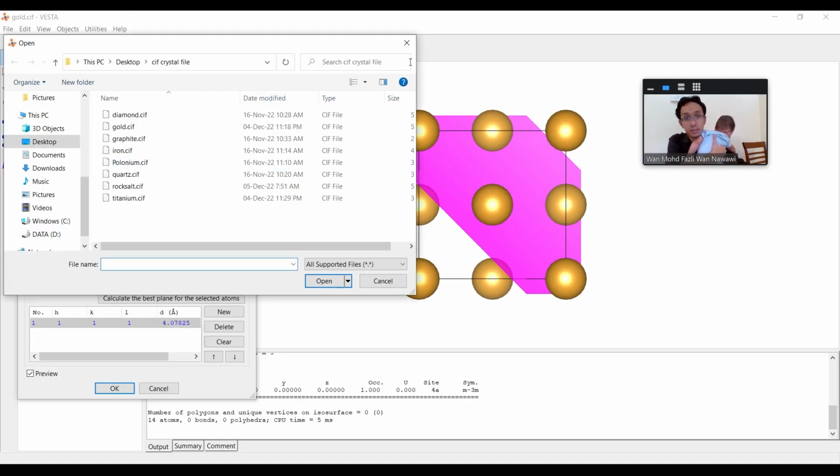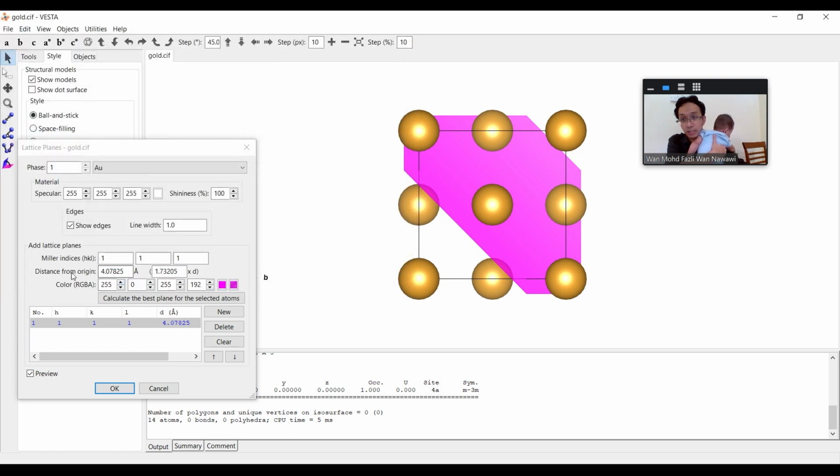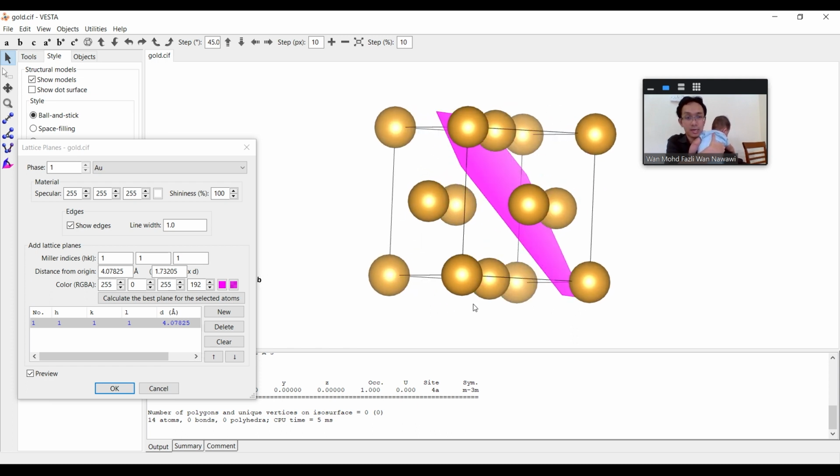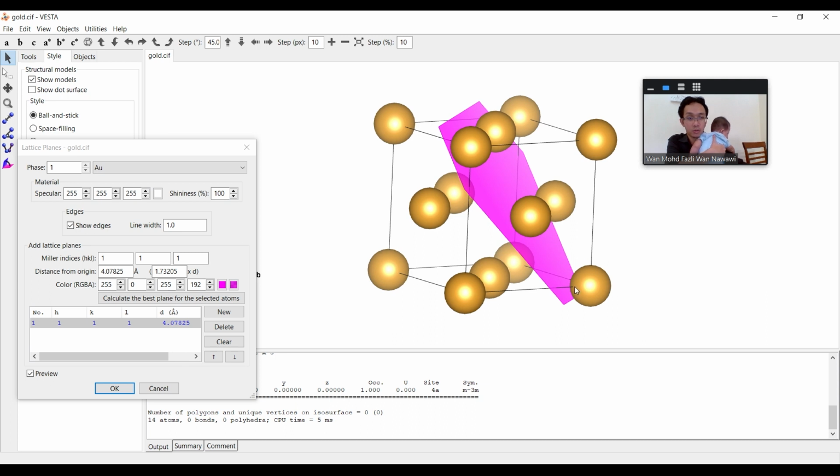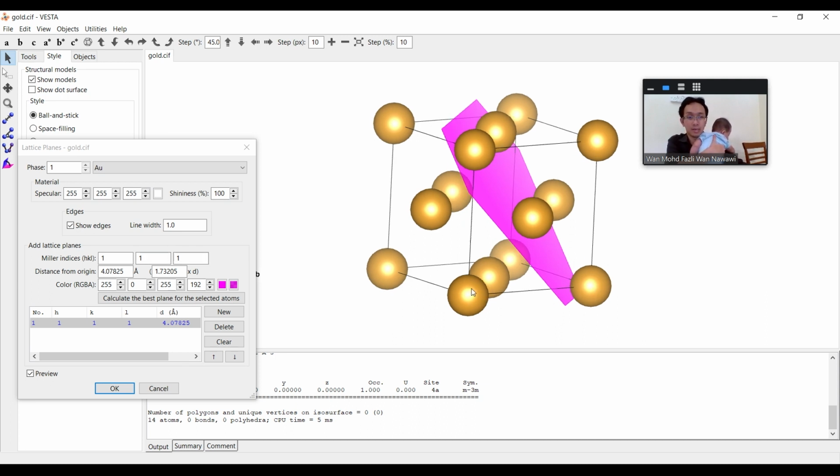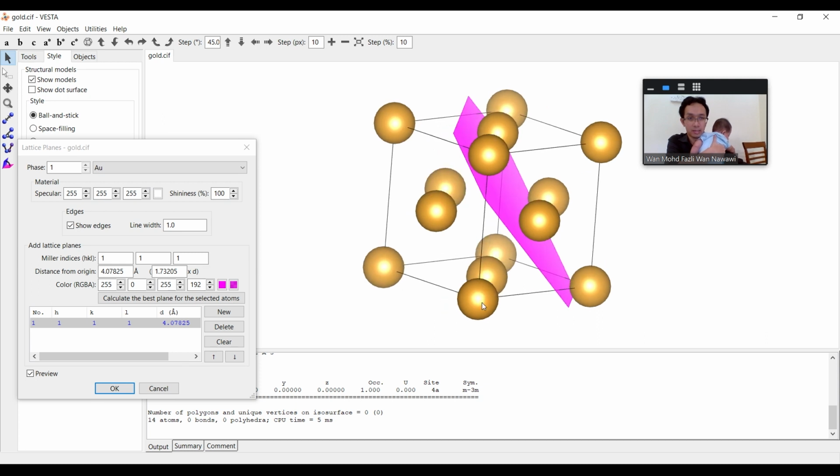So let me come back here. So here, this distance from the origin, 4.07825 Å. I don't know whether this is the length for the entire unit cell. So the unit cell is this, the cube from here to here. Is it 4? Or yeah, I think that's the deal. I think this is the length here.